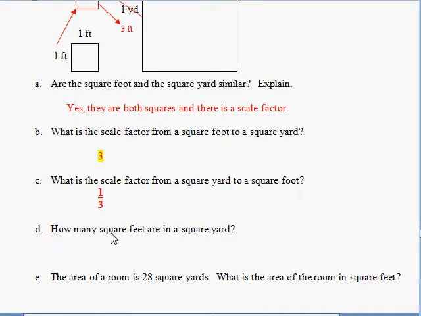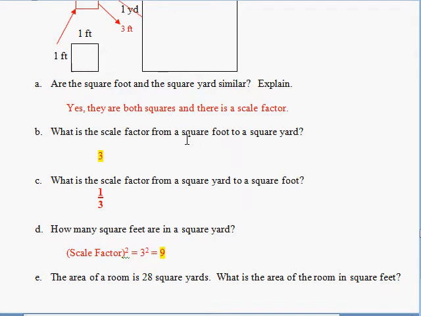D says how many square feet are in a square yard. So how many of these fit in there? This is the same thing as saying how many copies of that. And when you hear the word copies, all you're going to do is square the scale factor. And we already know what the scale factor is because we figured it out. So there are 9 square feet in a square yard.